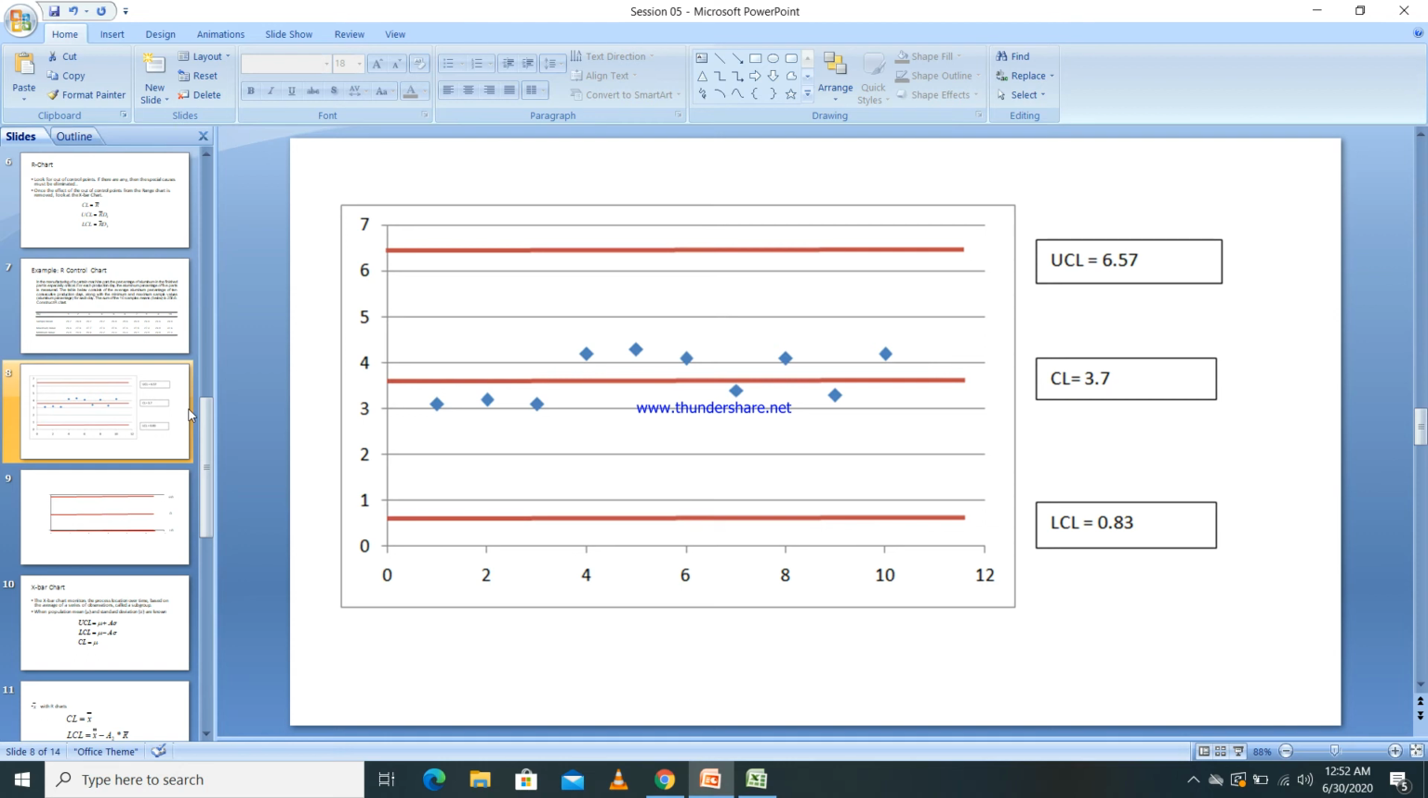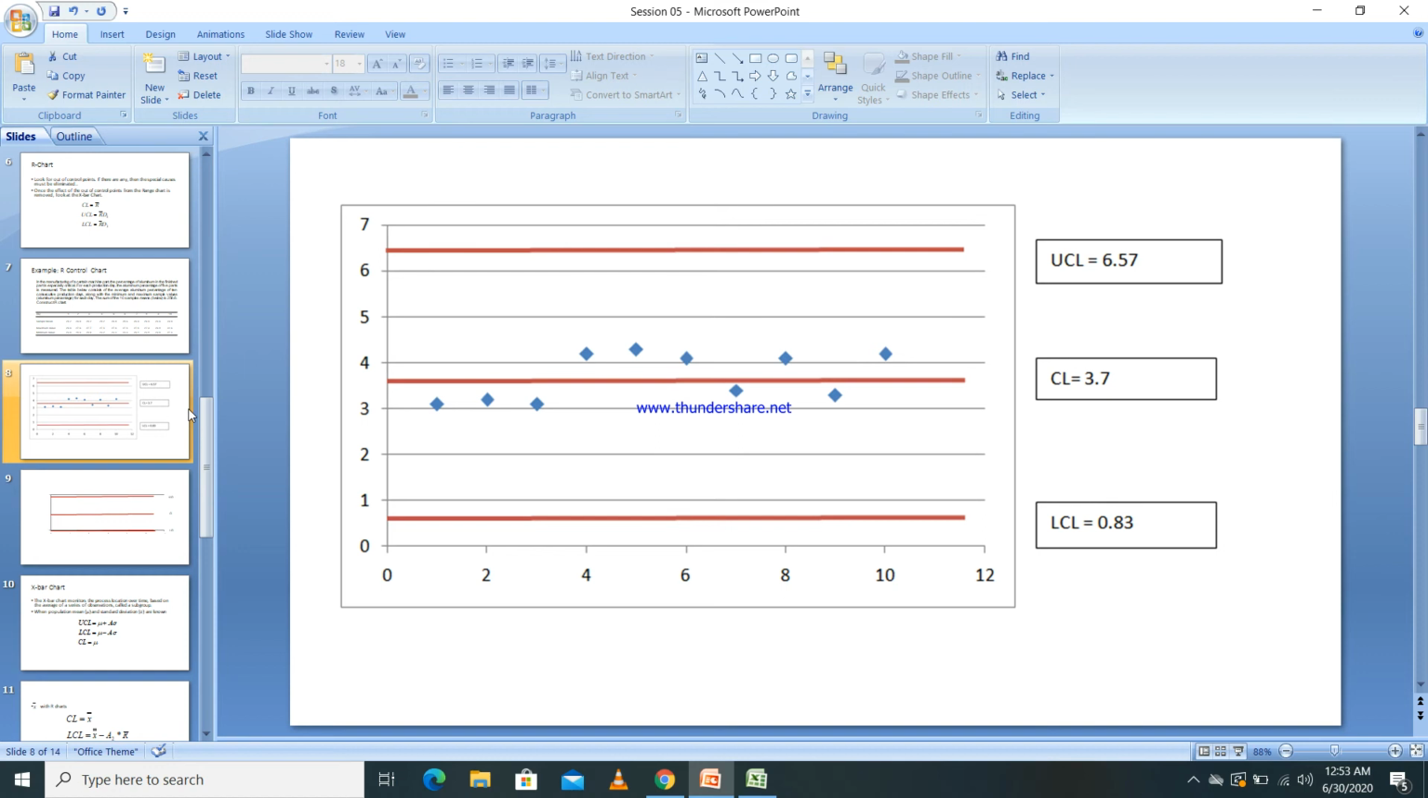So this is how you construct an R chart with the use of your data set, and also with the use of the factor table of the variable control charts, right? So I hope it is clear to you how to construct the R chart. Now I told you when you use the R chart, you have to use the X bar chart as well together with the R chart. Now for this particular problem, when we use the R chart, our process is in control because all the points are within the LCL and the UCL.